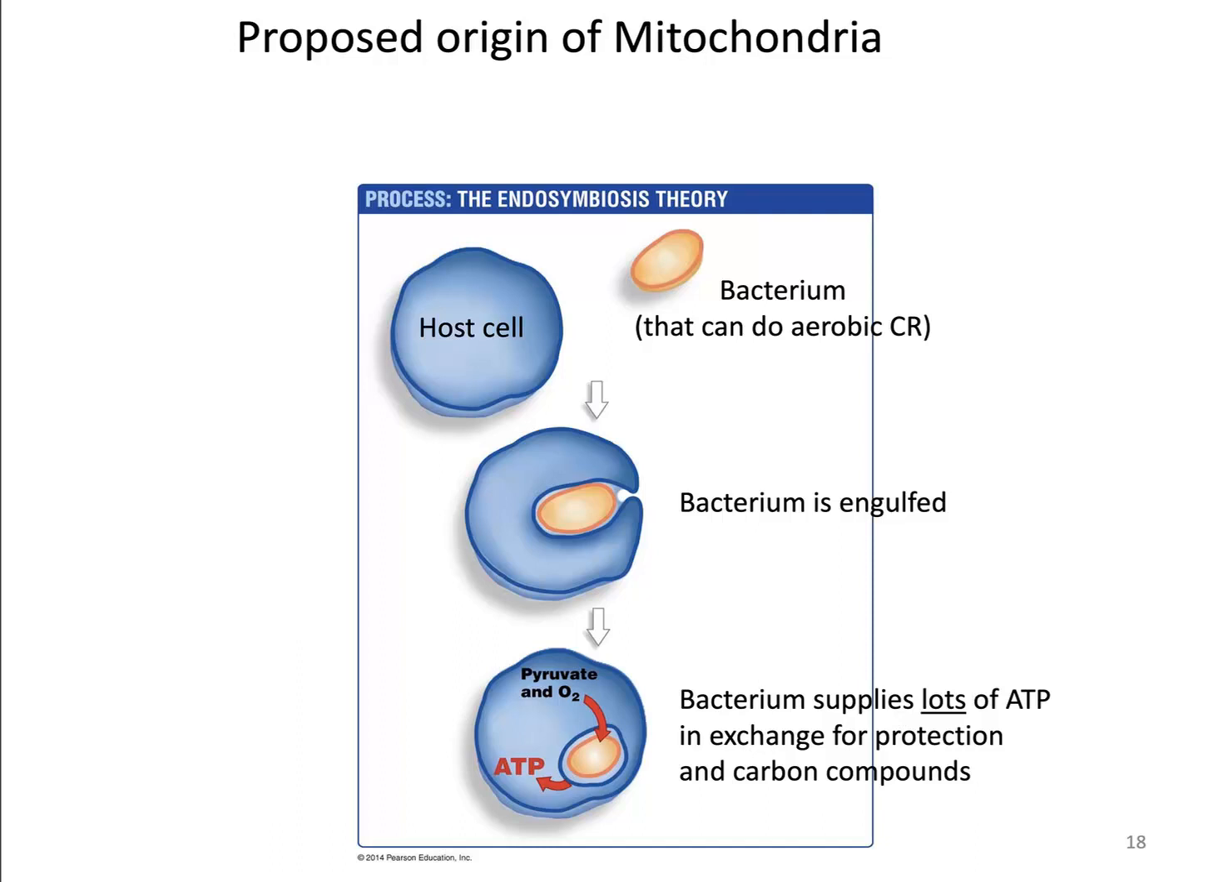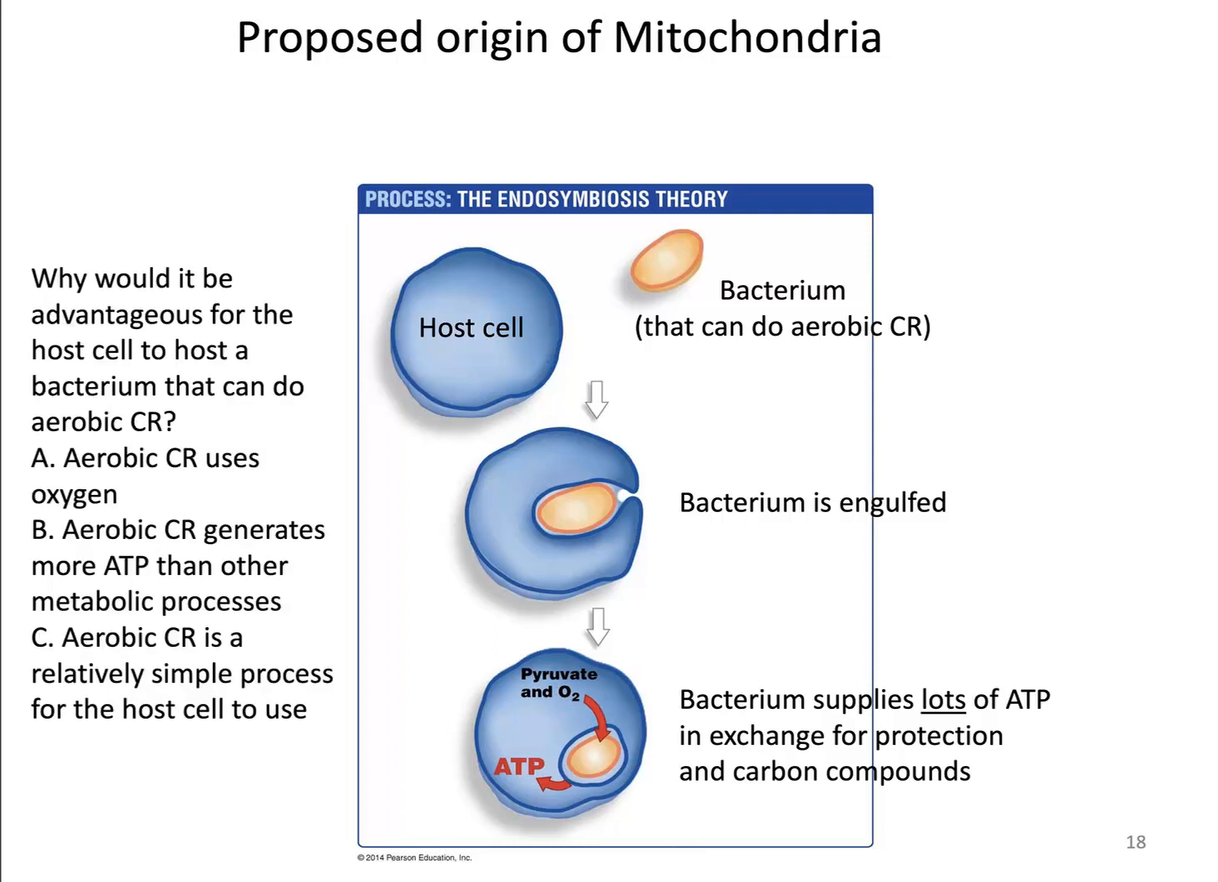There's a lot of value to having an organism that can produce a lot of ATP, and aerobic cellular respiration can produce a lot of ATP. And so that bacterium that can do aerobic cellular respiration provides a lot of ATP to this host cell. And in exchange, the host cell provides some protection and also provides some of the precursors that the bacterial cell needs to do aerobic cellular respiration, okay? So answer this question. If you said B, aerobic cellular respiration generates more ATP than other metabolic processes, that would be correct, okay?